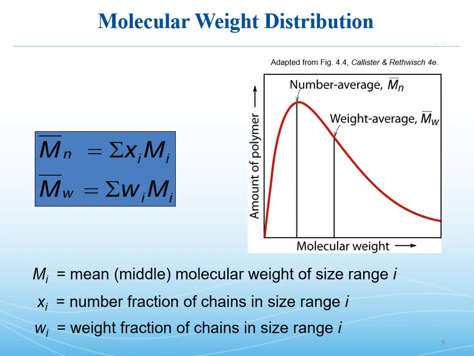Because they're always offset, if we look at the ratio between the two of them, this gives us an estimate of the width or the range, the breadth of our distribution. So if the number and weight average molecular weights were almost right on top of one another, we'd have a very tight, narrow distribution. And if they were very, very different, M sub n much, much less than M sub w, we'd have a broad distribution.